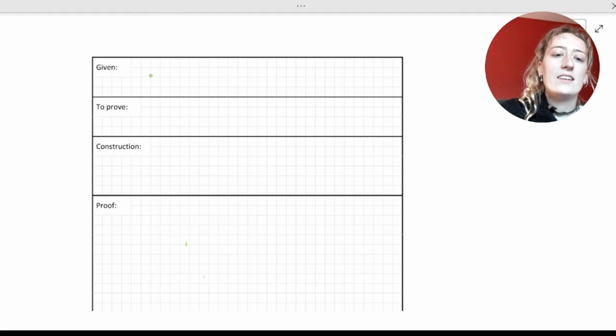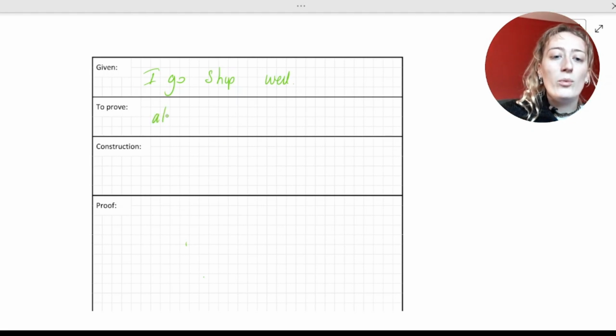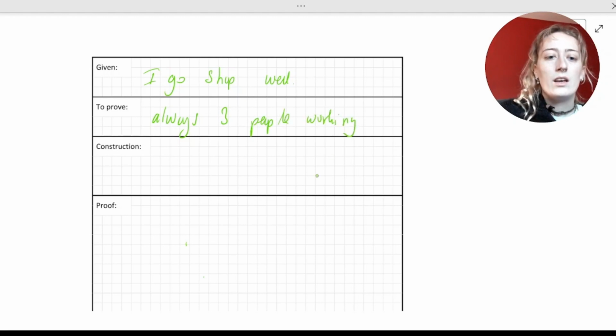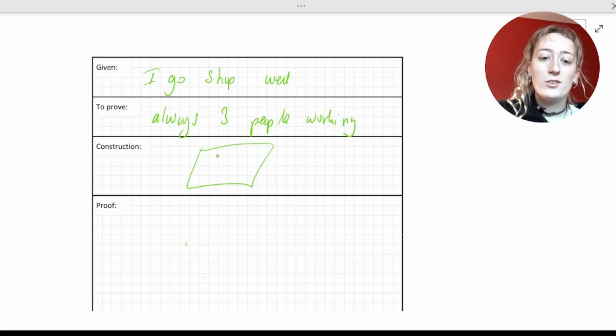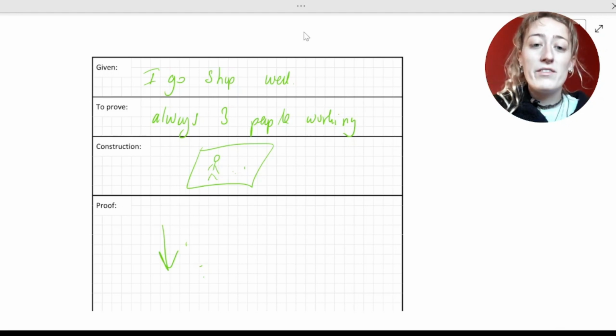So let's say I said, given I go to the shop every Wednesday, whatever. I now want to prove that there are always 3 people working when I'm there, okay? My construction might be some picture of the shop with 3 people in it, and then we have our mathematical proof. So I'm saying, given I go to the shop every Wednesday, I want to prove there are always 3 people working. Now let's say I get rid of that given part.